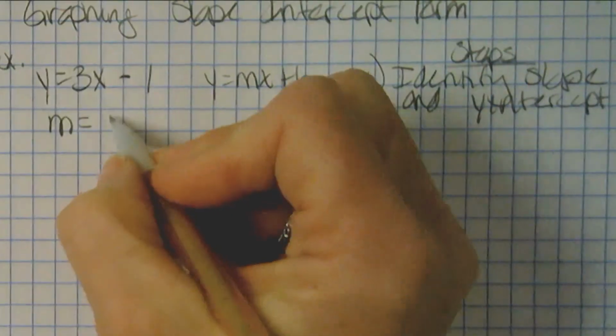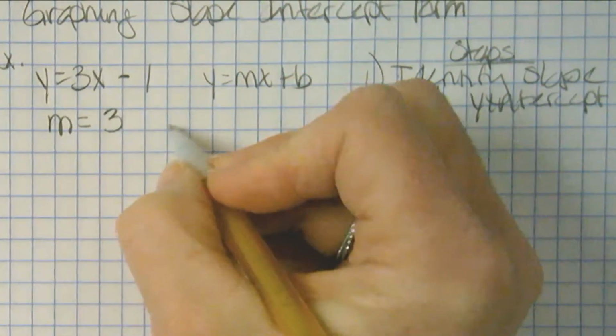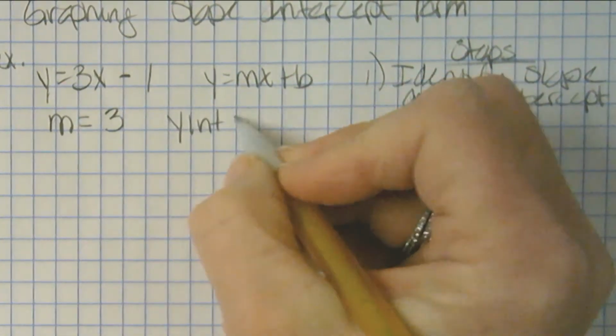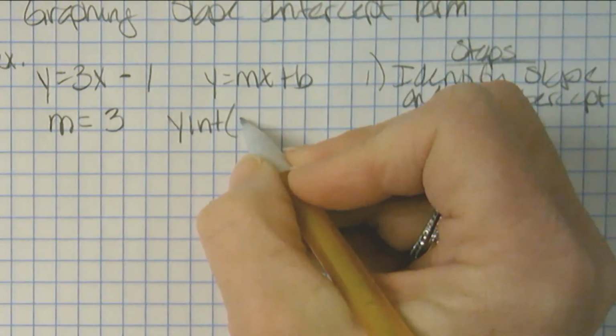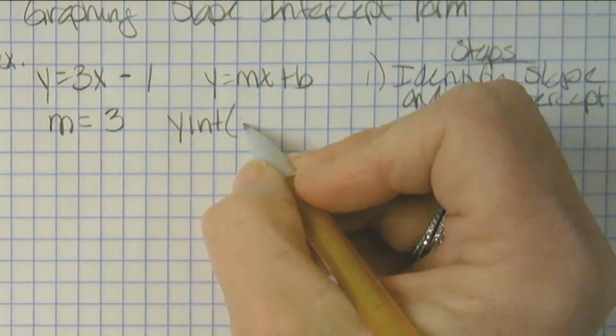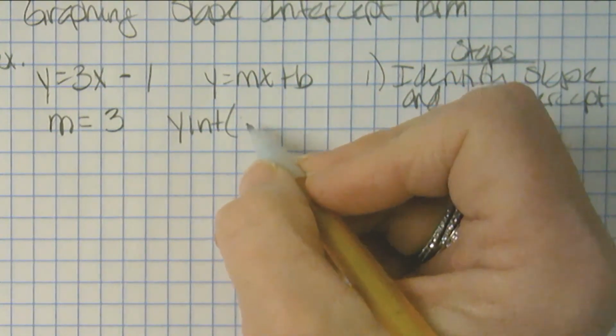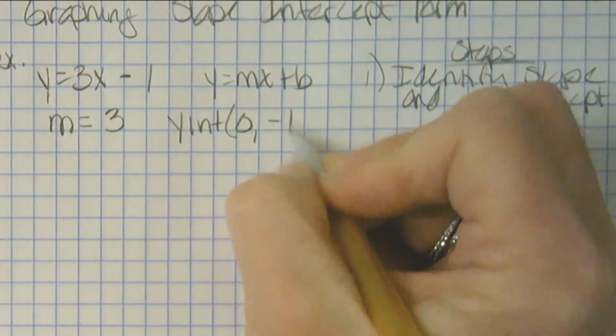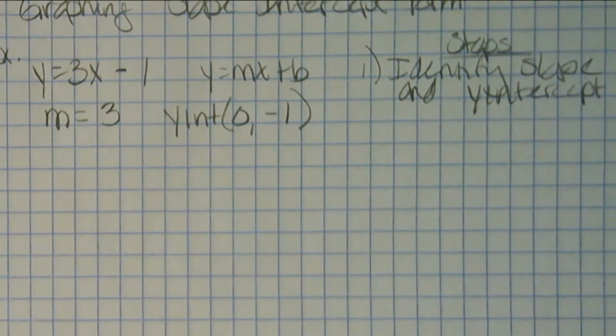Victoria? 3. What is my y-intercept? Victoria? Not just -1. It's a coordinate point. Yep, 0, -1. Remember, it's just not the b value.